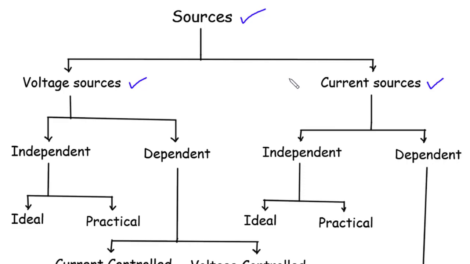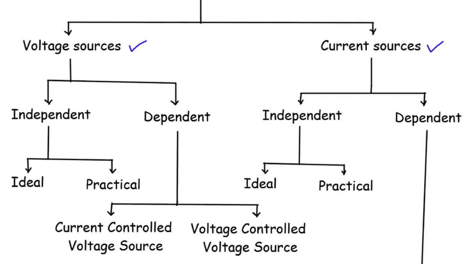So, let's dive in. First, let's focus on voltage sources. These are devices that provide a fixed potential difference or voltage across their terminals. In other words, they supply electrical energy in the form of voltage. Voltage sources can be further classified into two main branches, independent and dependent sources.